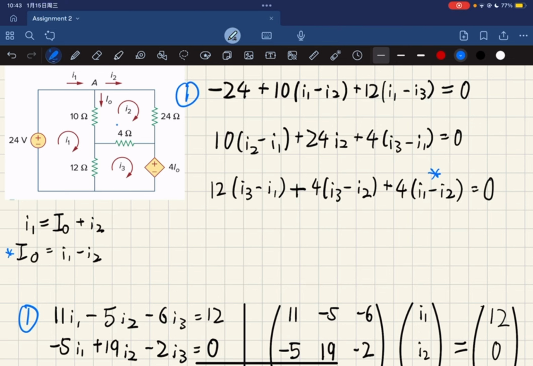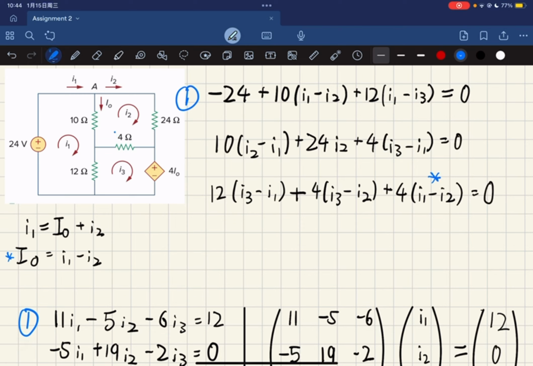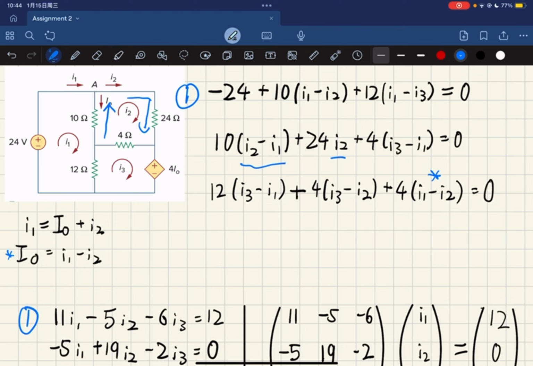Then, for the second equation, we look at our second loop. We start with the 10 ohm resistor, and as usual, there are 2 opposing currents. So, we write it as I2 minus I1. Following that, we'll reach our second 24 ohm resistor. In this case, there's only I2, so we write I2. After that, we'll go through our third resistor. In this case, it's a 4 ohm resistor with 2 opposing currents, I2 and I3.